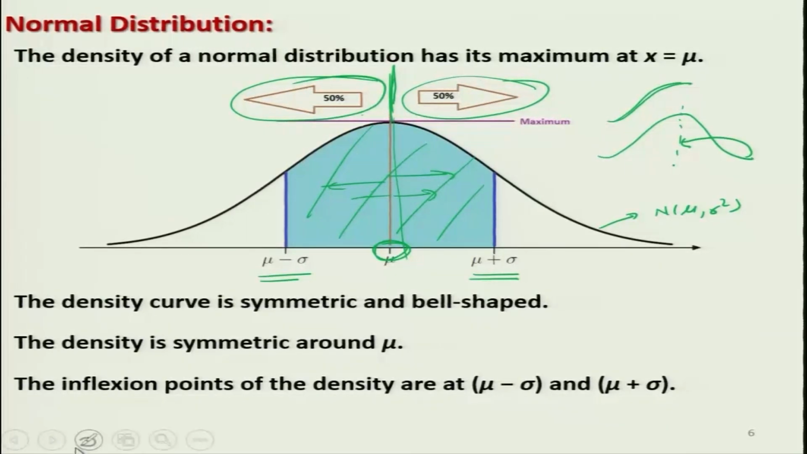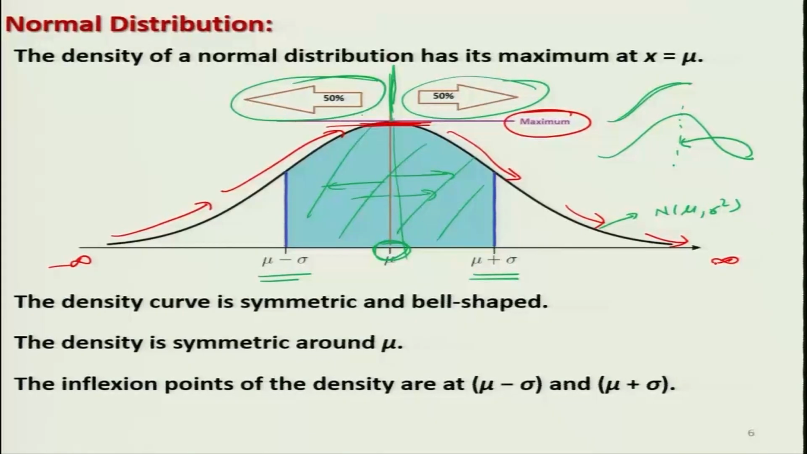And here, I will use a different color pen. Here you can see this is the maximum point. So, the curve starts here, it goes up, it reaches the maximum and then it comes down, and somewhere there will be minus infinity and plus infinity. Right. So, what you can observe here is that the density curve is symmetric and bell shaped, symmetric around mu, and the points of inflection of this density are at mu minus sigma and mu plus sigma. Well, you can just solve a simple equation to find the points of inflection, right.